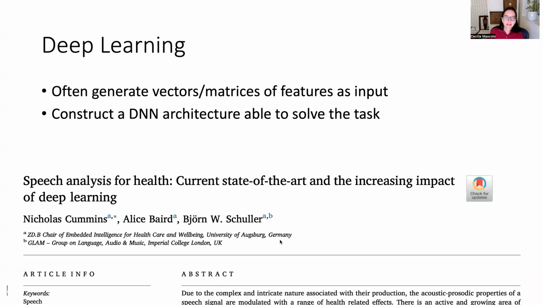Other things that have been done with deep learning for audio again relate to generating vectors and matrices of features as input. Then they have constructed various DNN architectures to feed these features in, and come up with a classification for the task at hand. There's a good review on this, and I put the title in here if you're interested in having a look at the various architectures used.